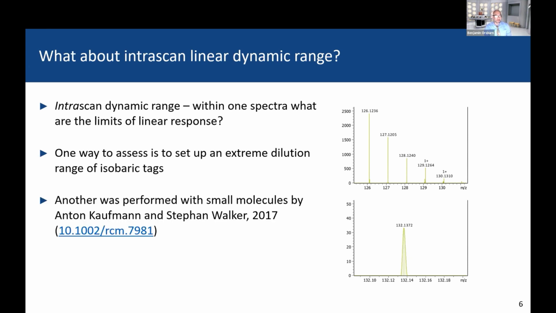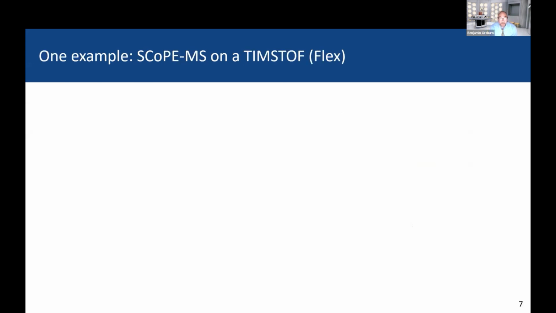Another way to really assess the intrascan linear dynamic range is a great paper from Kaufman and Walker, and that link looks weird, but they went through a bunch of small molecules that they cared about. And at the end, the punchline is that Orbitraps don't win. In fact, they don't even really place well in terms of intrascan linear dynamic range. So I'm going to walk you through what I've done in my 8 months as an academic developing SCoPE-MS on a new platform.